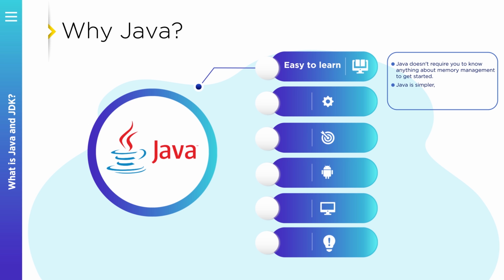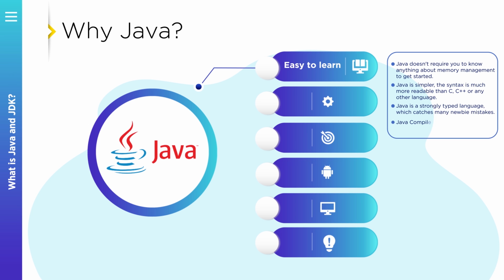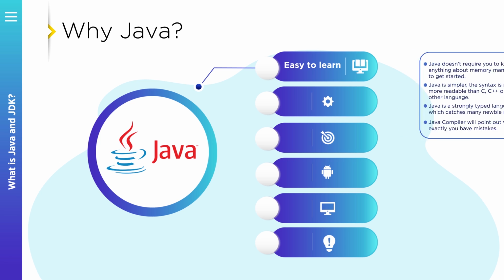Java is simpler. The syntax is much more readable than C, C++ or any other language. Java is a strongly typed language, which catches many newbie mistakes. Java source code should be compiled to bytecode. The Java compiler won't let you compile code which contains broken syntax or wouldn't be executed on the JVM. Also, the Java compiler will point out where exactly you have mistakes. That helps a lot to junior developers.